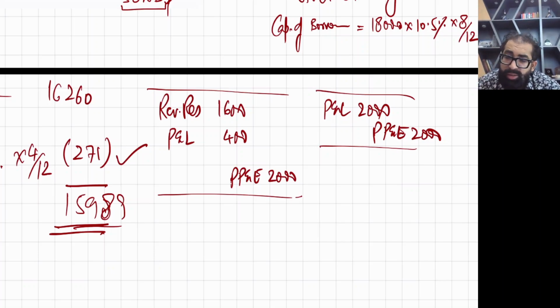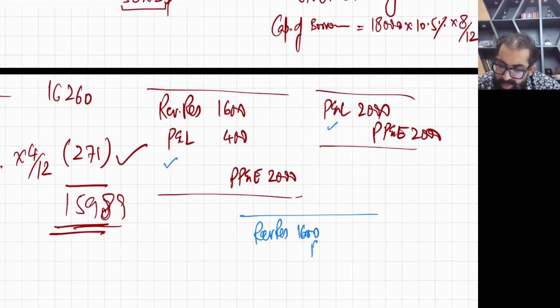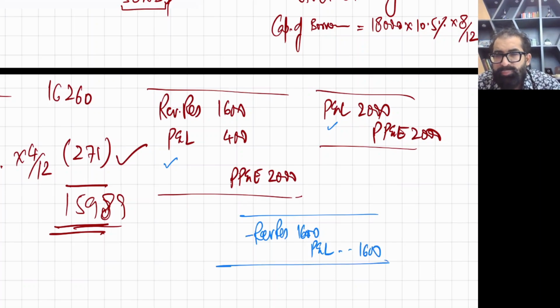Let me make the correcting entry, although the entries are not required at all. We should have made this entry, but we made this. So now the correcting entry will be revaluation reserve debit and P&L credit. In the SOFP we'll remove this revaluation reserve, and this P&L credit means we will increase our profit.